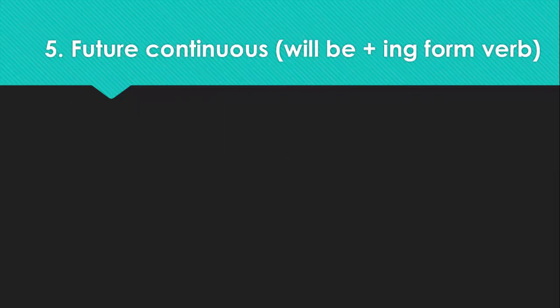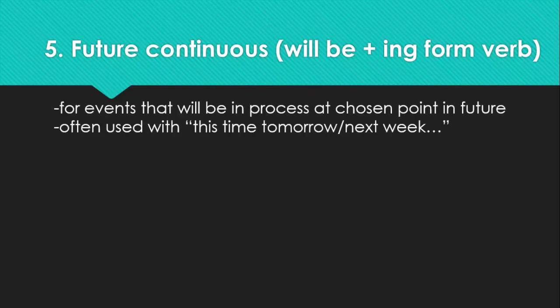The next tense is future continuous, so will be plus the ing form of the verb. And this is for events that will be in process at a chosen point in future. So it's not like the perfect. We're not talking about events that will be finished. This time we're talking about events that will be in process. And we often use this with phrases like this time tomorrow, this time next week. You are looking forward to what will be happening.